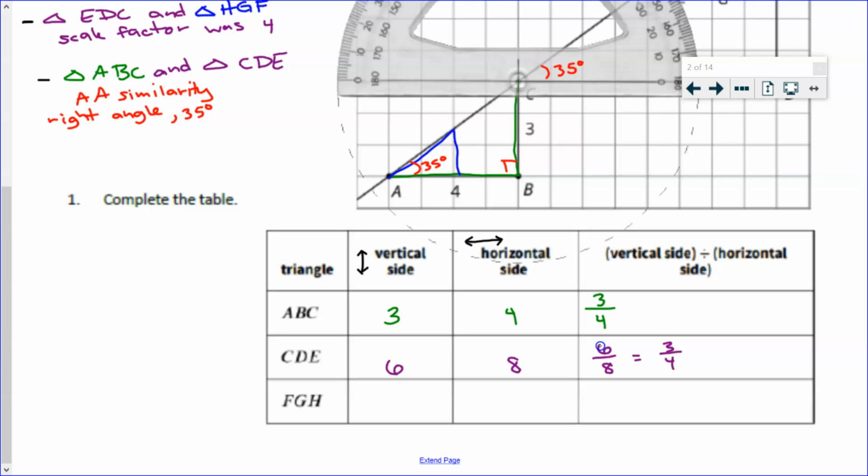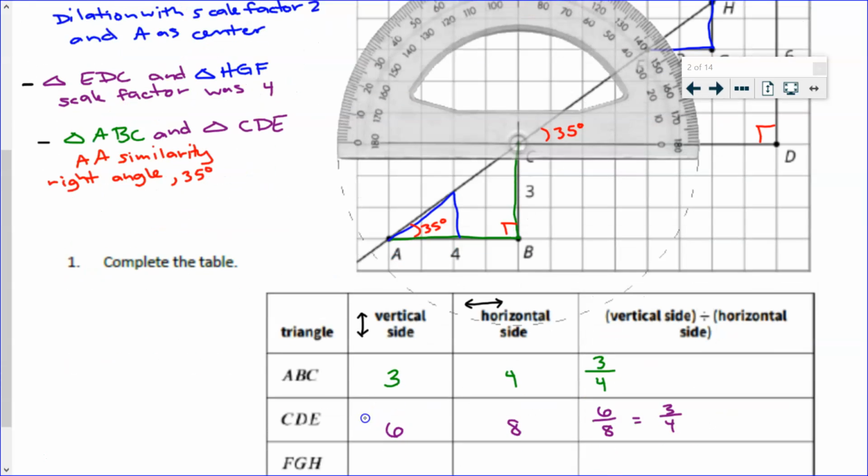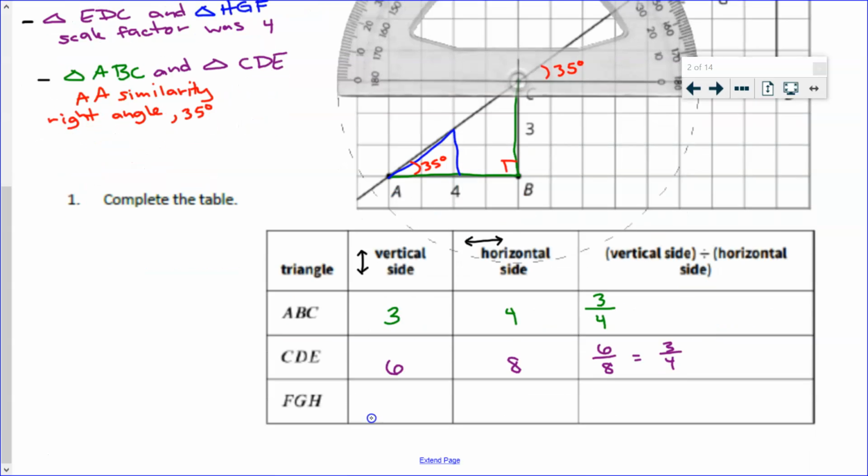Yep. And our last one, triangle FGH. Thank you, Lainey. Are you sure? No, you're right. Not 1/2, but 1.5, right? So the vertical side is 1.5. The horizontal side is 2. I'm not going to write 1.5 as a mixed number, though. I'm going to write that one as a decimal. Make it a little bit easier.